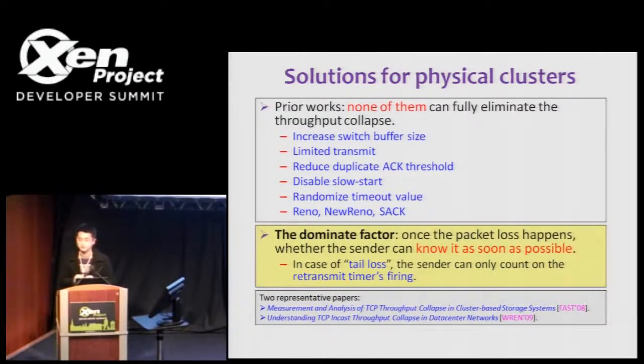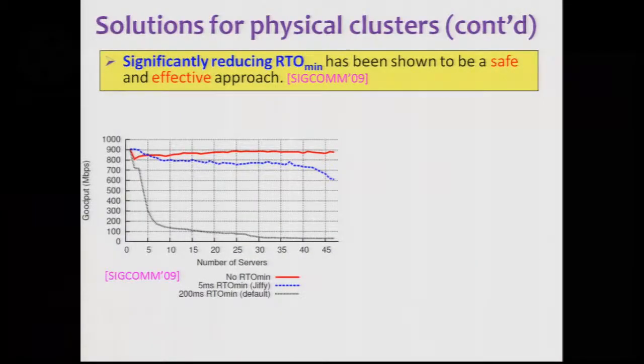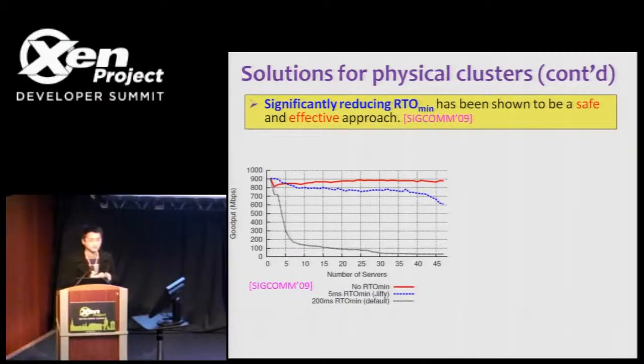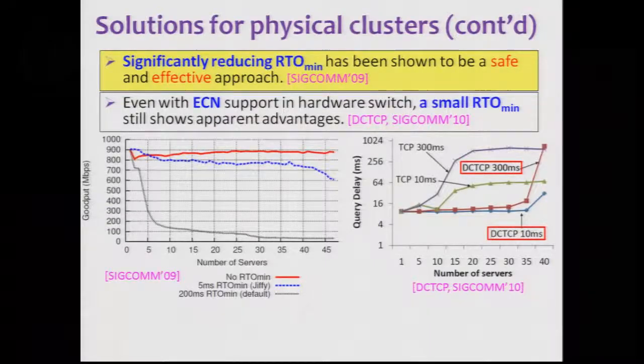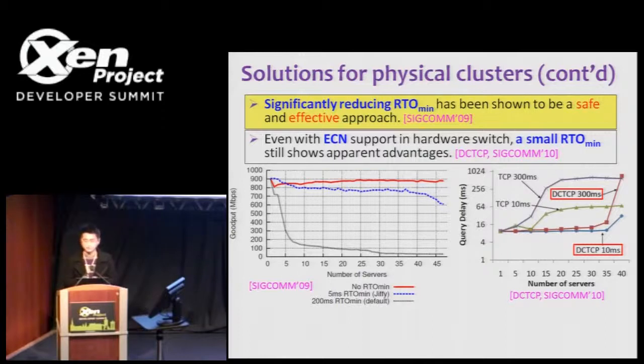In particular, when tail loss happens, I mean loss at the tail of the TCP window, the senders can only count on timeout-based recovery methods to retransmit the lost segments. On the other hand, there is one method that has been shown to be safe and effective: significantly reducing RTO min. RTO min is a parameter in the TCP source code, and RTO means retransmission timeout. Even with ECN support in hardware switches, for example the DCTCP solution from Microsoft, a small RTO min still shows a lot of benefits in reducing latency-induced delays.